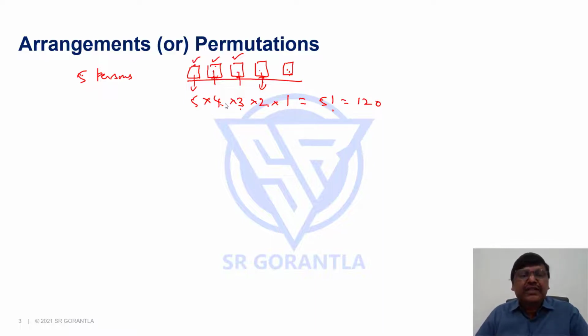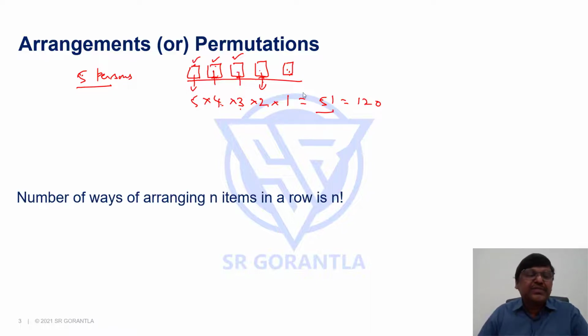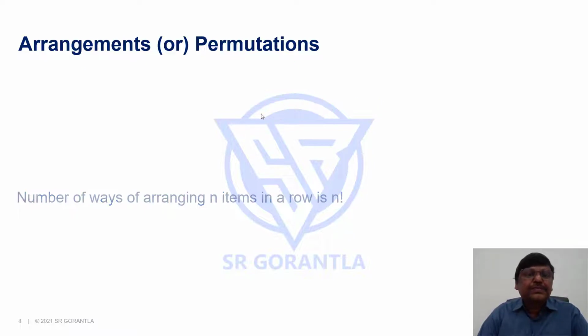So students, we can say that if 5 persons are there, they can be arranged in 5 factorial ways. So if there are n items, the number of ways of arranging n items in a row is n factorial. The number of ways of arranging 5 persons in a row is 5 factorial. Right? Okay, let's take up one more concept.